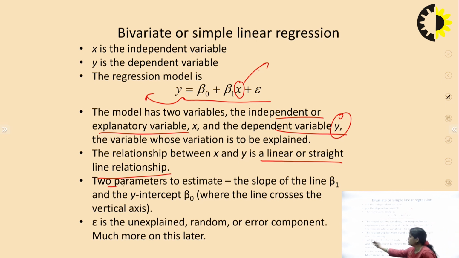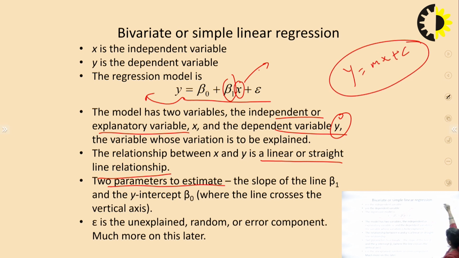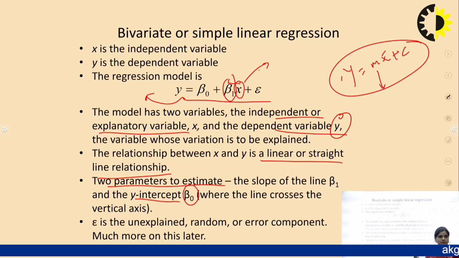So, the two parameters which we have to estimate is the slope of the line, beta 1. In mathematics, we are already familiar with this equation, y is equal to mx plus c. Here x and y are the variables, and m is the slope of the line. Similarly, the slope of the line is beta 1, written with x, and the y intercept is known as b naught, where the line crosses the vertical axis. So, these two parameters we have to estimate.